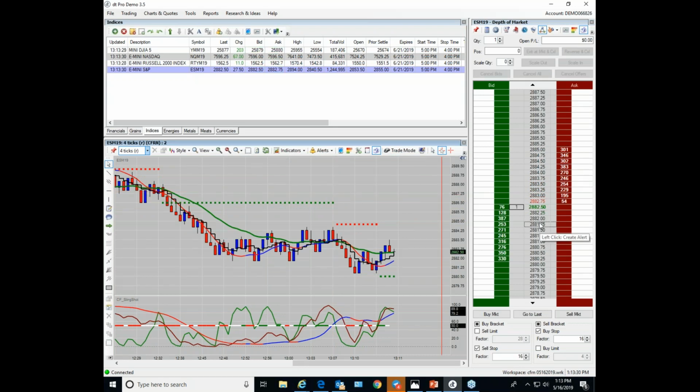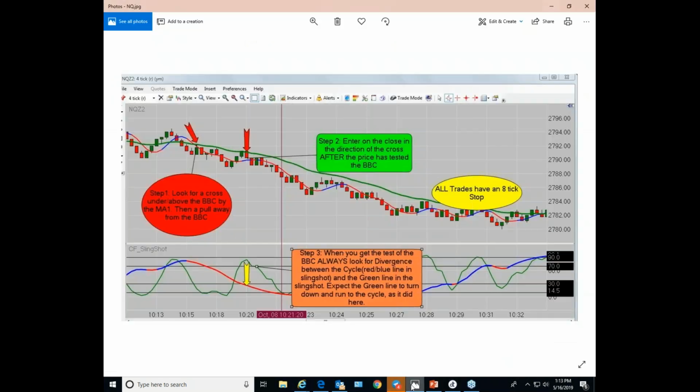So we have nothing working right now. All that being said, we need to get on the 4-tick range chart, and that's where we're at. 4-tick range.